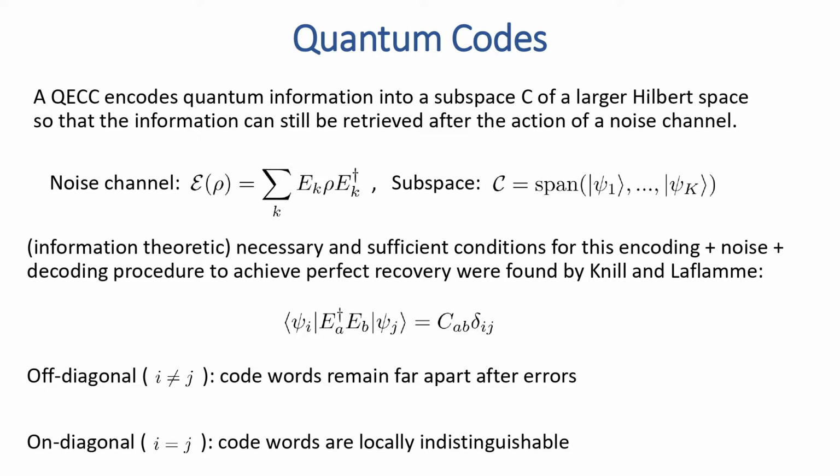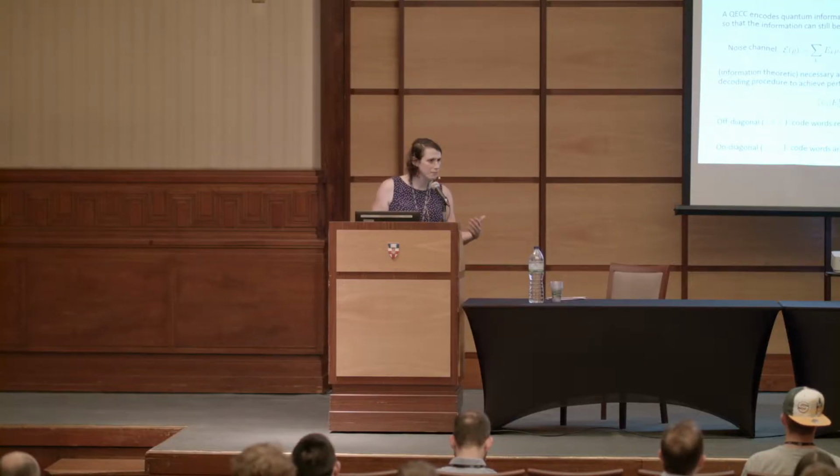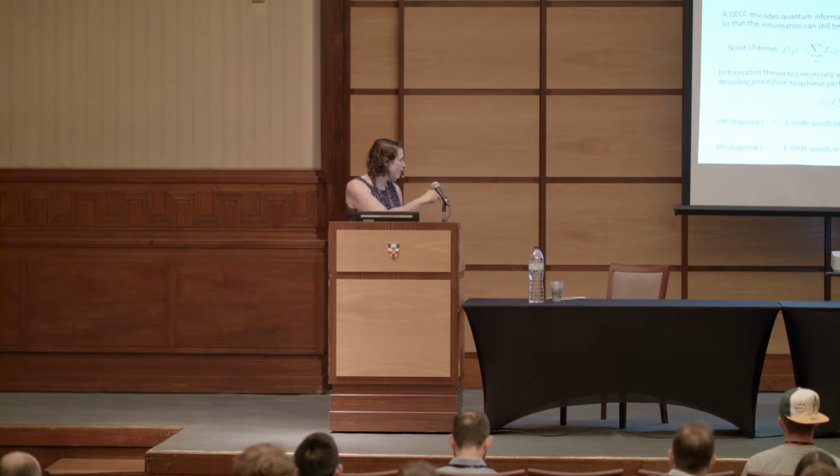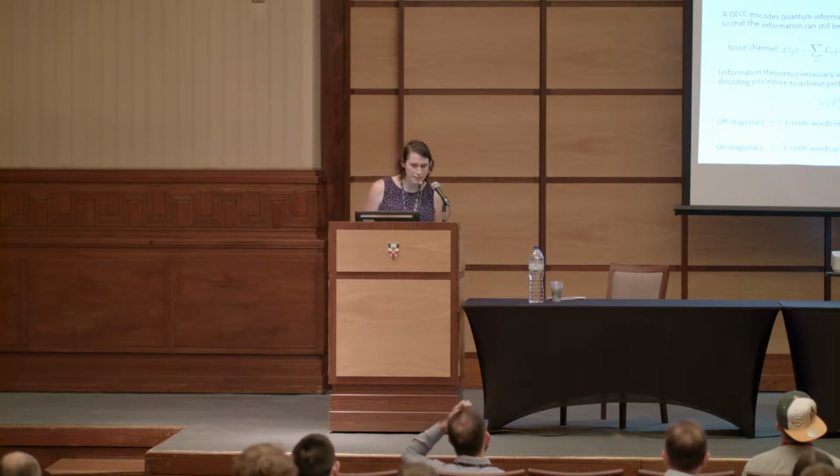I'll just mention that these are information theoretic conditions in the sense that they don't guarantee you can perform the recovery efficiently. And again, just preparing us for the approximate case, the Knill-Laflamme conditions have both an off-diagonal condition that is familiar from the classical error-correcting case that says that the code words remain far apart after errors are applied. And we also have this on-diagonal condition, which is the uniquely quantum part, which demands that the code words are locally indistinguishable.